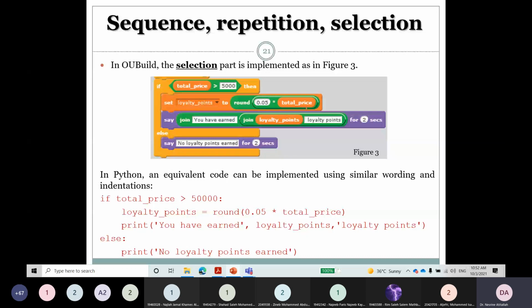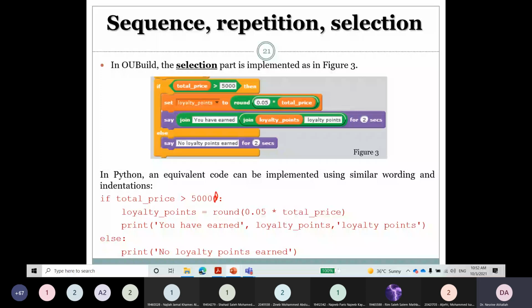So if the total price is greater than 5,000, loyalty points will be equal to round 0.05 multiplied by the total price, and then print you have earned loyalty points. Else you will print no loyalty points earned. Is it clear?